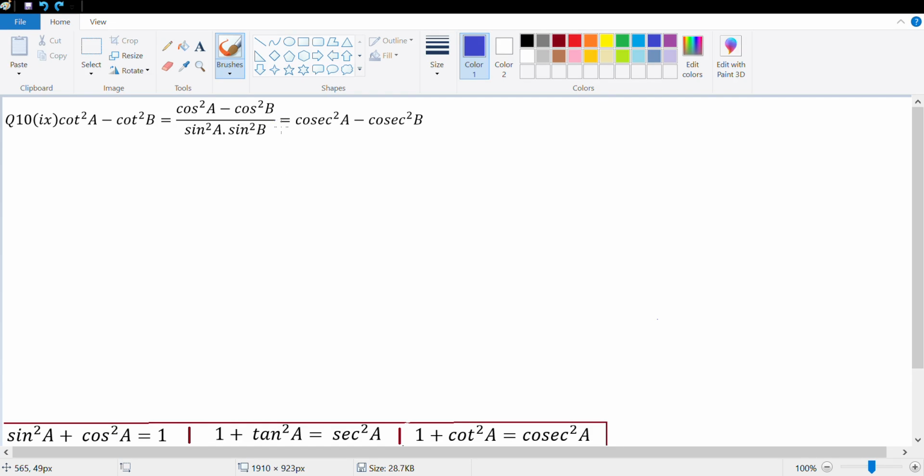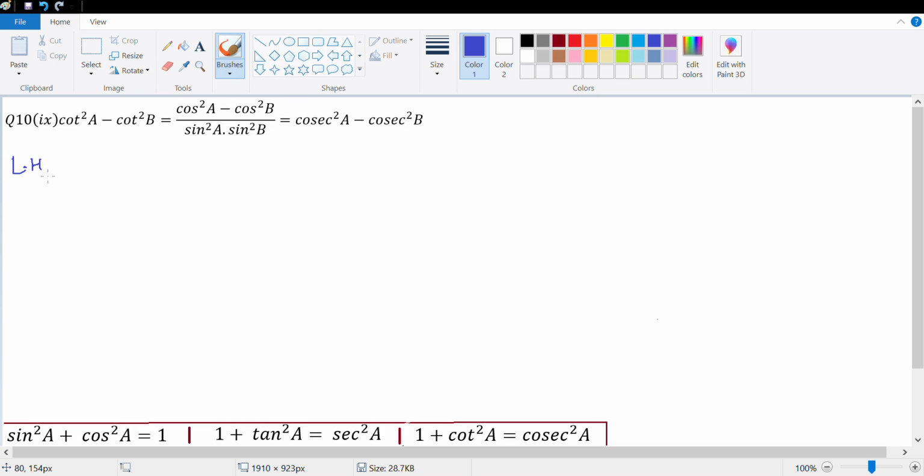Hi guys, let's look at the next question. Next question is question number 10, part 9. It says, in fact, this part has three parts to it: left hand side, middle side, and the right hand side. So let's look at this. Cot square A minus cot square B, and we need to prove it to something. So let's look at this.